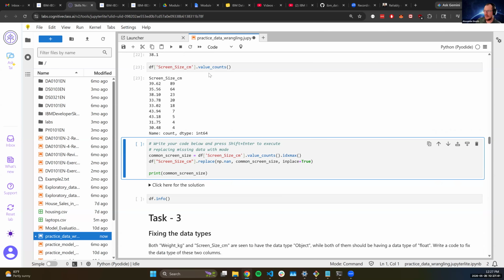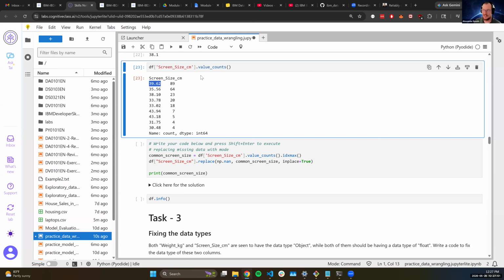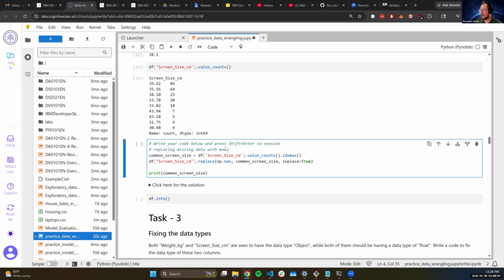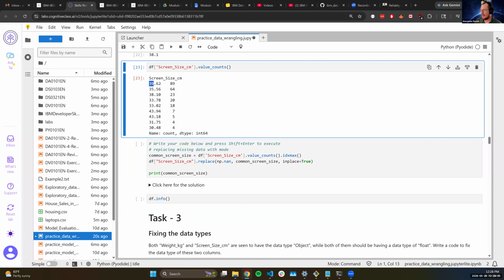If I actually look at the value counts, you'll see that screen size is a discrete variable. It is not continuous. We have like 89 laptops that are all approximately 39.62 in size. And this is going to be pretty common across the board for laptops. You'll see that they're going to come in specific discrete screen sizes. Cool. And if I look at the mode here, it is going to be that 39.62. That is the most frequent.